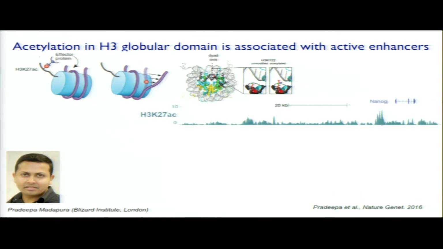So many groups around the world try and identify enhancers based on epigenetic marks that these enhancers carry. And most typically, people look at this modification here, H3K27, which is on the tail of the histone H3.